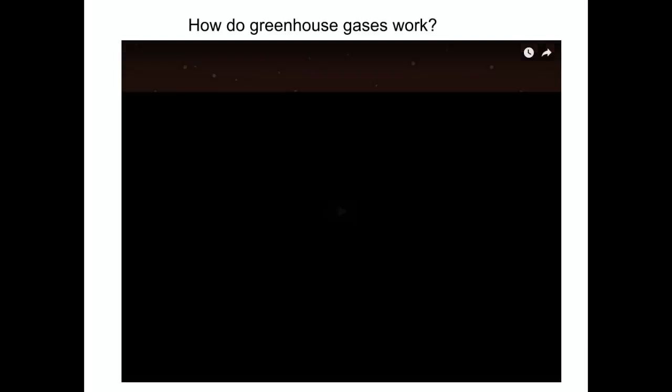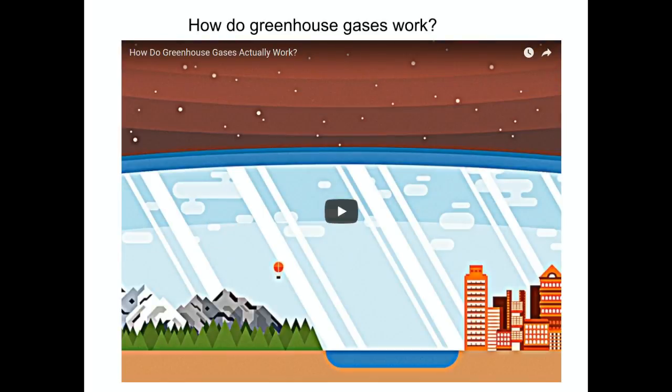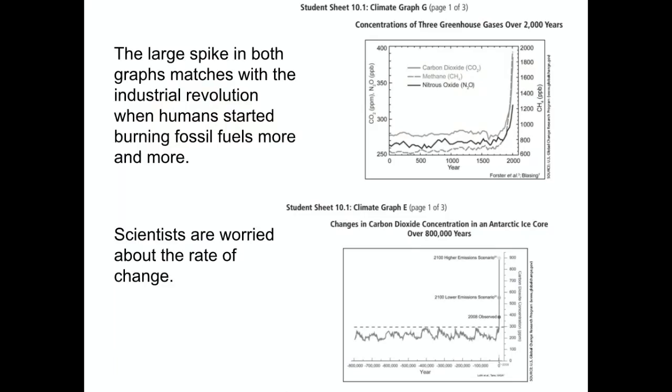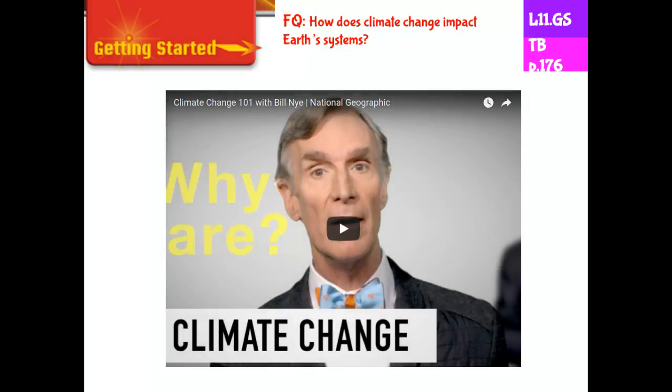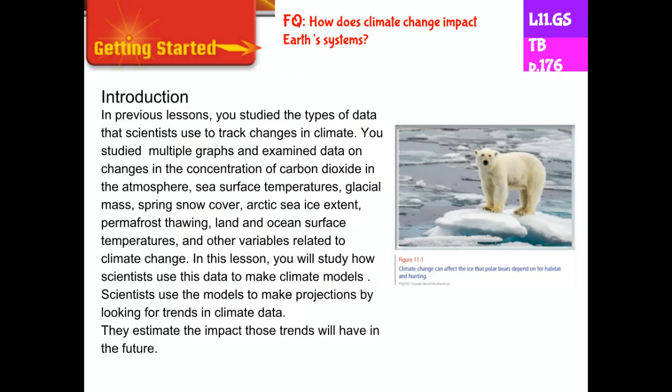Attached is a short video on how greenhouse gases work. Look at the large spikes and how that matches with the Industrial Revolution and when humans started burning more and more fossil fuels. Scientists are also worried about the rate of change of the amount of carbon dioxide in the atmosphere. Another video attached is Climate Change 101 with Bill Nye.